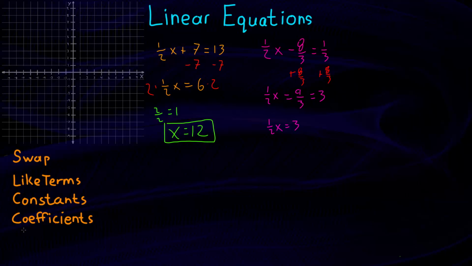And what we want to do now is isolate away the coefficients. So we need to multiply both sides by 2 to get rid of this half. And what do we end up with here? We've got 2 times half, that's just 1 times x. So we have x equals 3 times 2, x equals 6. And that is the solution to this one with somewhat more complicated fractions going on.